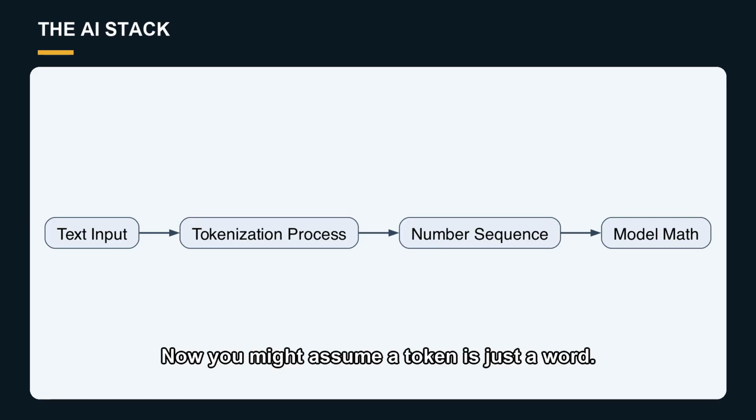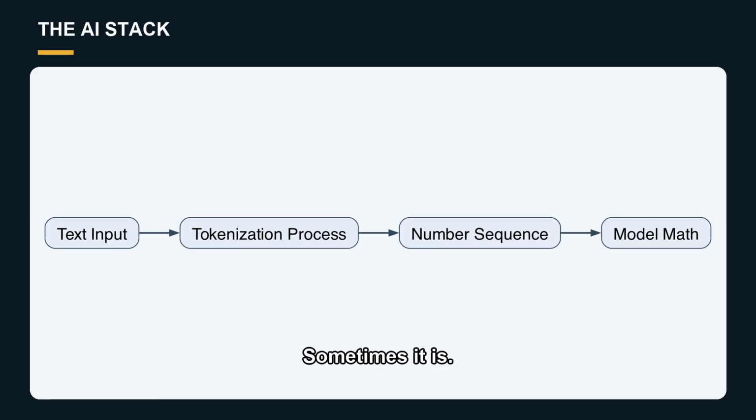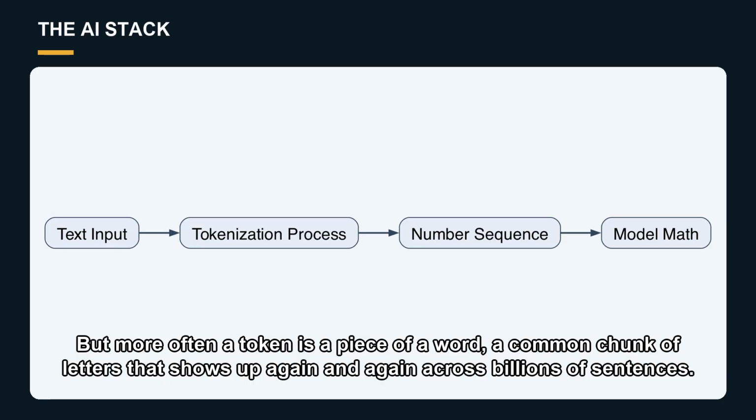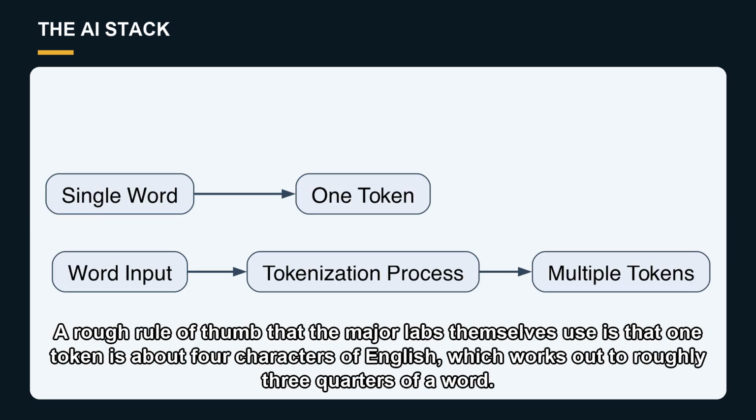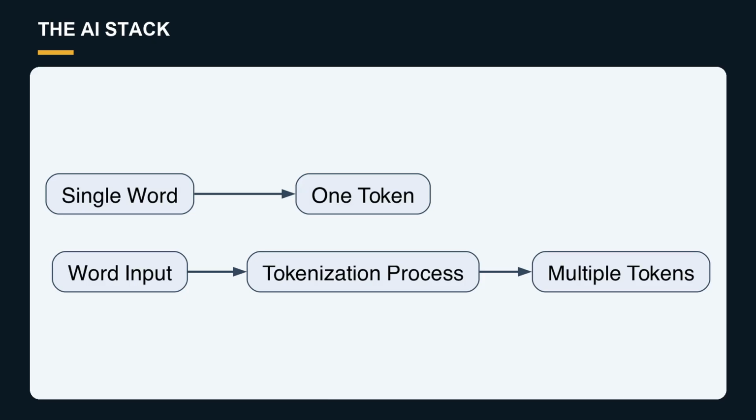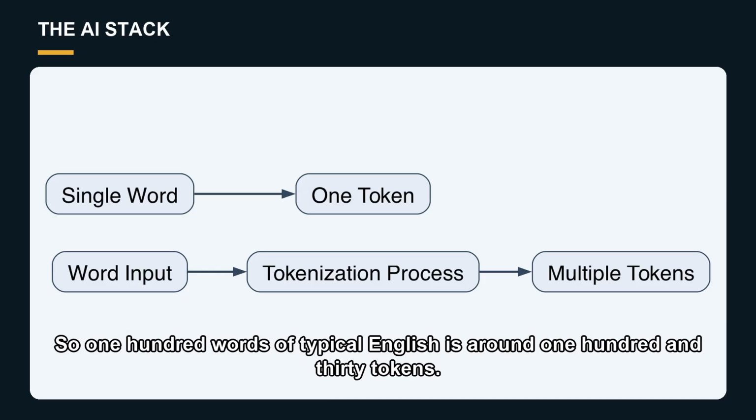Now you might assume a token is just a word. Sometimes it is. But more often, a token is a piece of a word, a common chunk of letters that shows up again and again across billions of sentences. A rough rule of thumb that the major labs themselves use is that one token is about 4 characters of English, which works out to roughly 3/4 of a word. So 100 words of typical English is around 130 tokens.